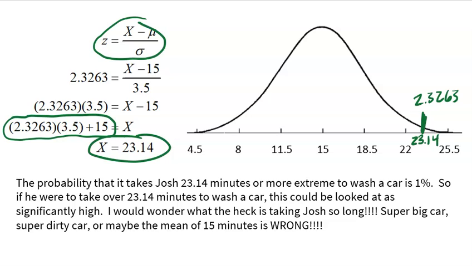So if we were to take over 23.14 minutes to wash a car, this would be looked at as significantly high. I would wonder what the heck is going on. Remember, we do not believe that significant events occur. So when any significant event does occur, we've got to find an explanation. So let's just say that it took Josh 24 minutes to wash a car. That would be extreme. That would be significant because it's above 23.14.